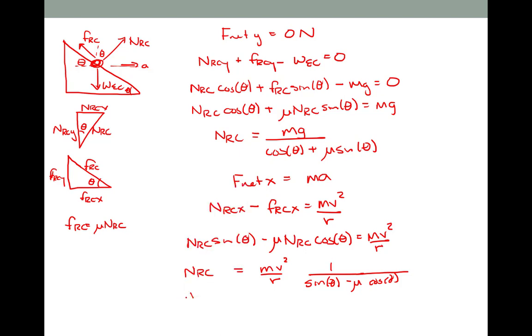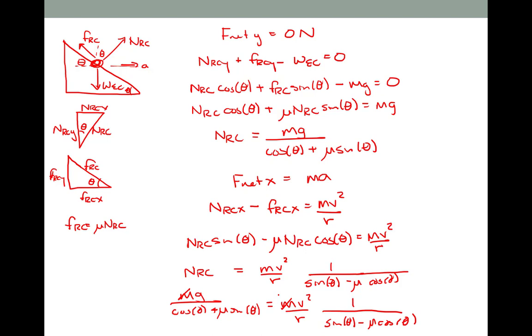I think I've done math that I really didn't need to, but that's okay. mg over cosine theta plus mu sine theta equals mv squared over r times 1 over sine theta minus mu cosine theta. So in this case, we're not going to get down to one pretty answer like tangent theta equals. It's just not going to happen.